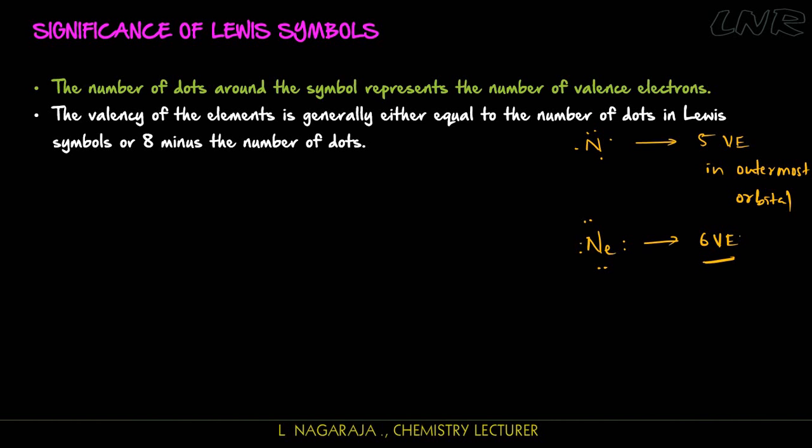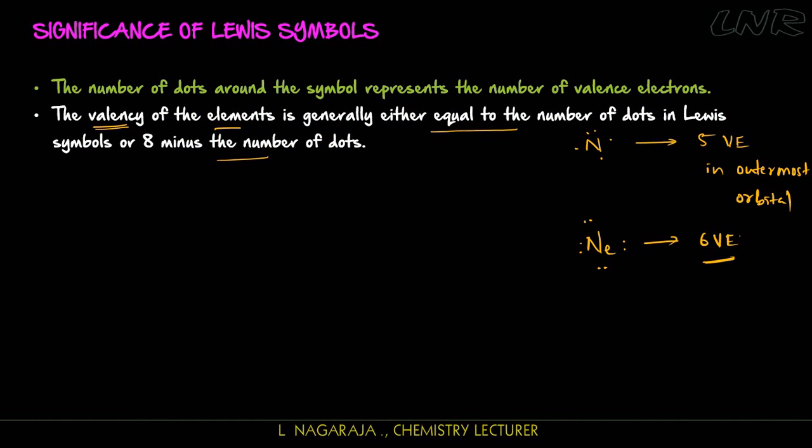And the valency of the element is generally either equal to the number of dots in the Lewis symbol or 8 minus the number of dots. So this is a very important concept, that is, the valency of the element. Valency of the element is generally either equal to the number of dots in the Lewis symbol, or 8 minus the number of dots in the Lewis symbol. So what is this 8 minus number of dots?